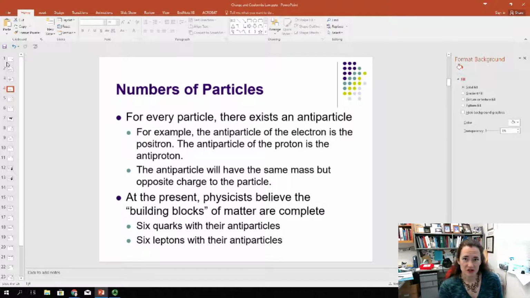Another fundamental thing that you should remember is that for every particle, there exists an antiparticle. For example, the antiparticle of the electron is the positron, and the antiparticle of the proton is, maybe not so originally named, the antiproton. And there's antineutrons and so on and so forth. One thing to remember about antimatter is that the antiparticle to a particle will have the same mass as the particle. So you can't say, for example, that the positron is the same thing as a proton. It's not the same thing.